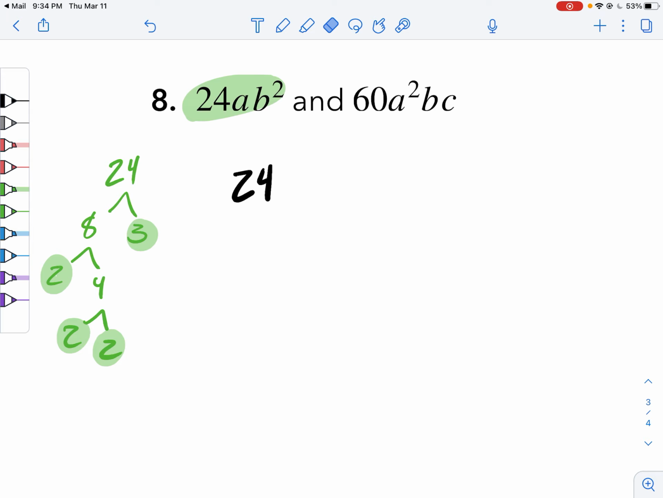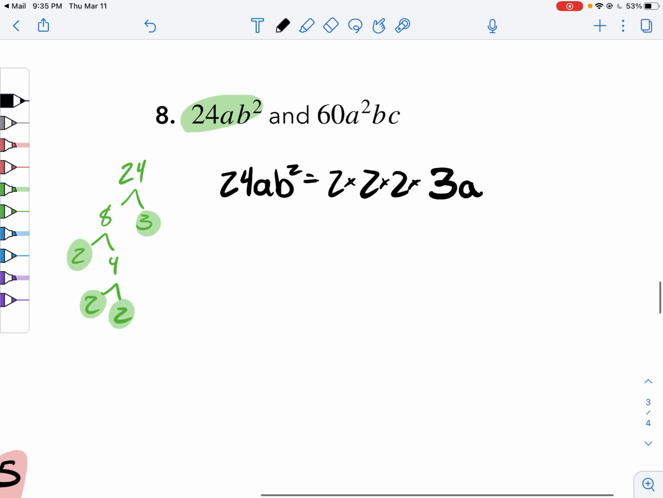Oh, I lied. No, I'm just kidding. 24ab squared is 24, which is 2 times 2 times 2 times 3. We have 1 a and we have 2 b's. Yay. Okay, and then 60a squared bc.